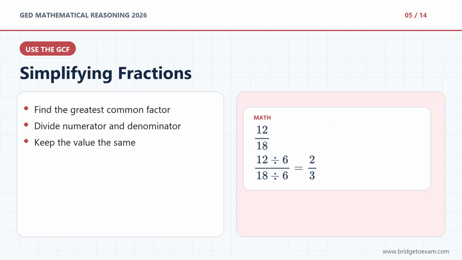A fraction should usually be simplified before you choose an answer. To simplify 12 over 18, find the greatest common factor. The greatest common factor of 12 and 18 is 6, so divide the top and the bottom by 6.